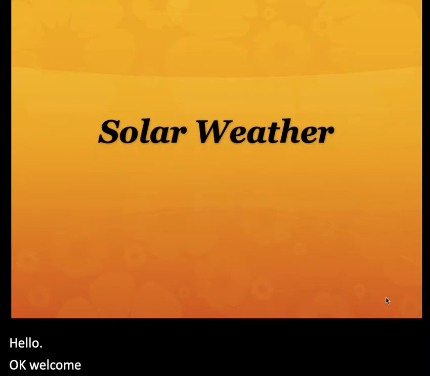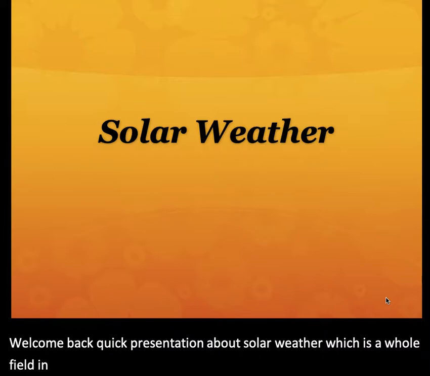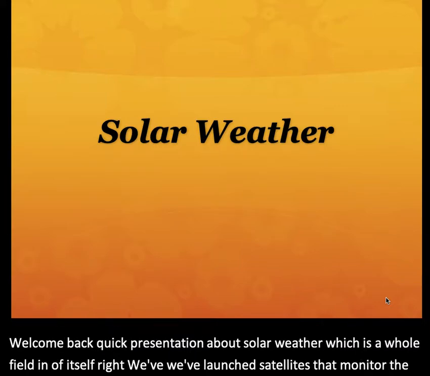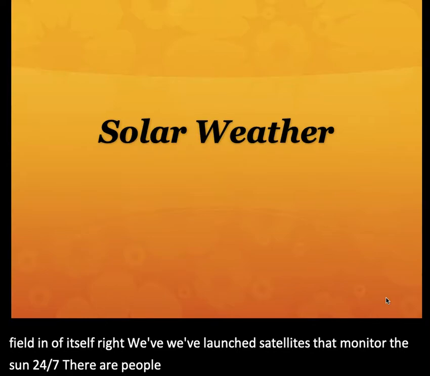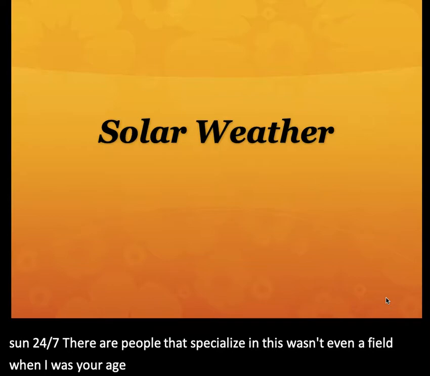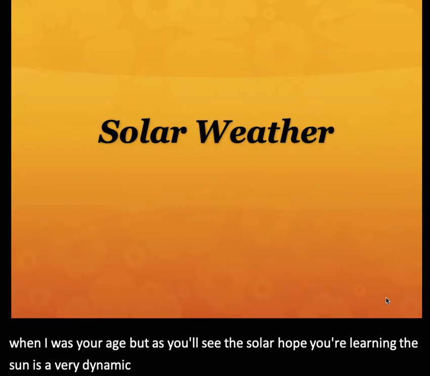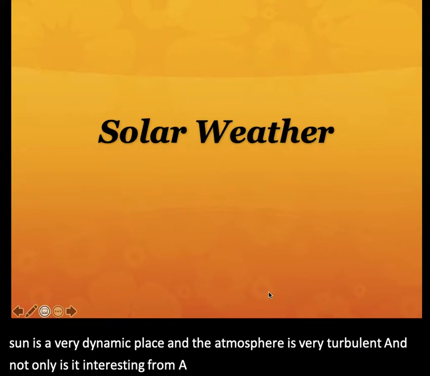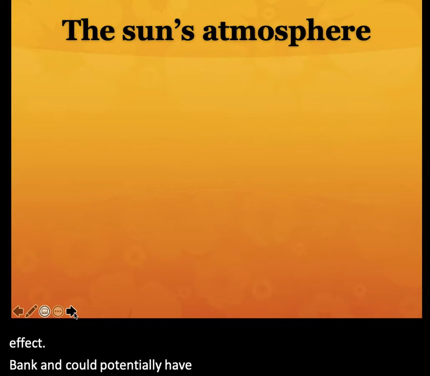Quick presentation about solar weather, which is a whole field in and of itself, right? We've launched satellites that monitor the sun 24/7. There are people that specialize in this. It wasn't even a field when I was your age. But as I hope you're learning, the sun is a very dynamic place, and the atmosphere is very turbulent. And not only is it interesting from a scientific perspective, but it could potentially have a dramatic effect on the Earth.